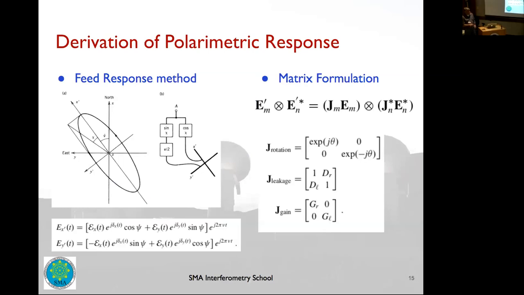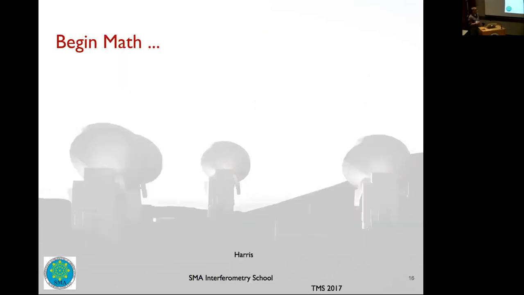That's e to the j theta, which is cos theta plus j sine theta. And then we have the instrumental polarization or the leakage, which again can be represented by a Jones matrix. And then the gain terms, which you're already familiar with. So once we have that, we can go ahead and start to do the math.